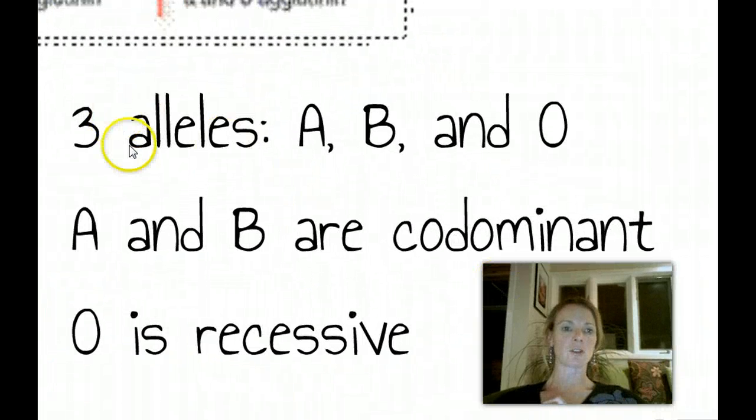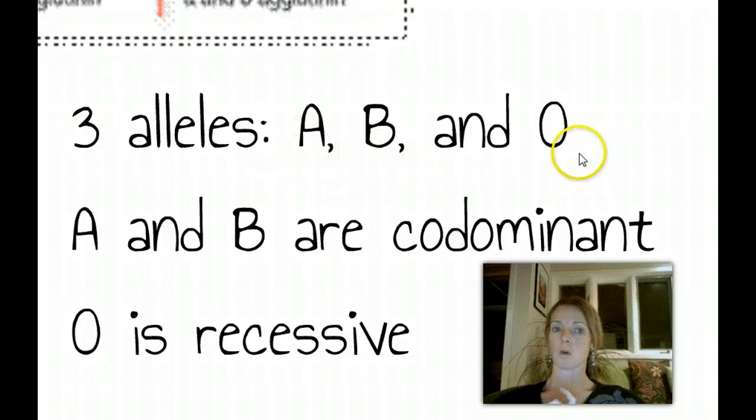So first, I'm going to show you the three alleles. You guys know blood types, A, B, and O, although there are four blood types. But the three alleles are A, B, and O, okay? So A and B are codominant, where O is recessive.